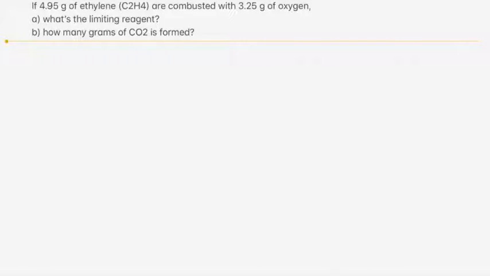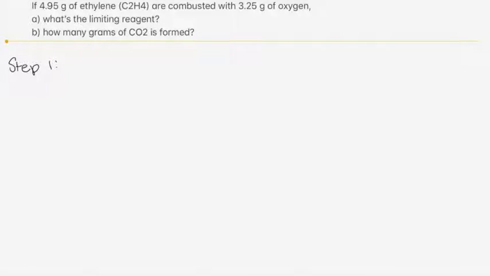Hi guys, today we're going to be doing a limiting reagent problem. So our problem is: if 4.95 grams of C2H4 are combusted with 3.25 grams of oxygen, what's the limiting reagent and how many grams of CO2 is formed?